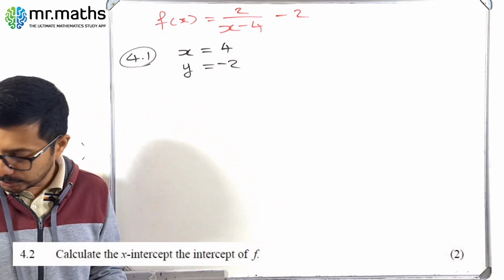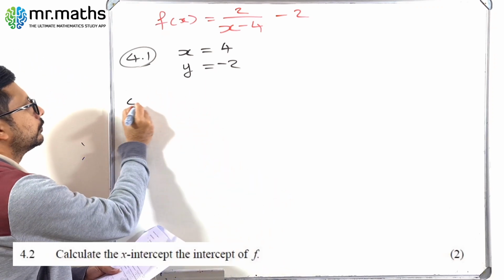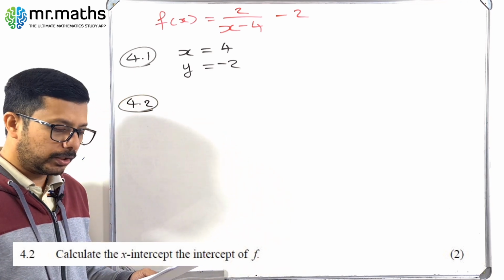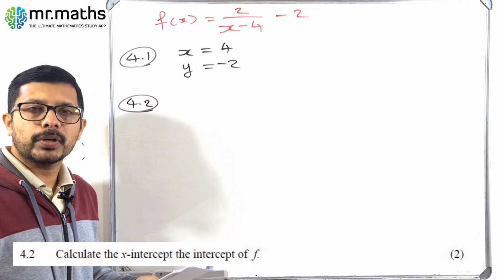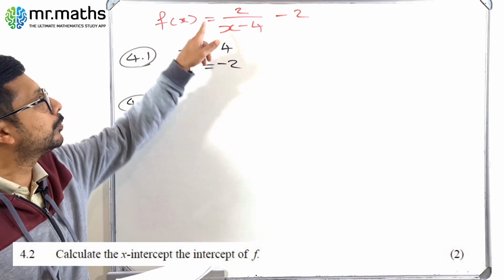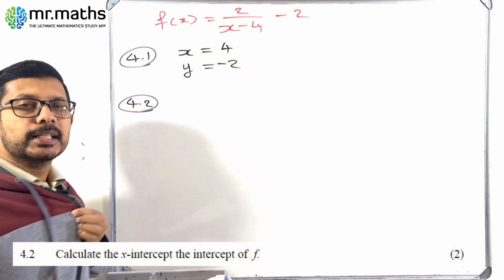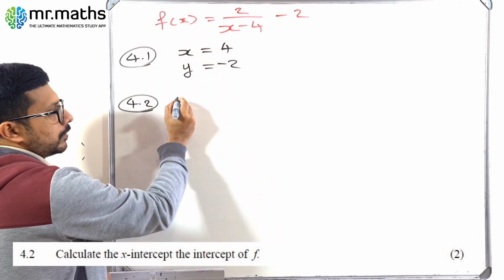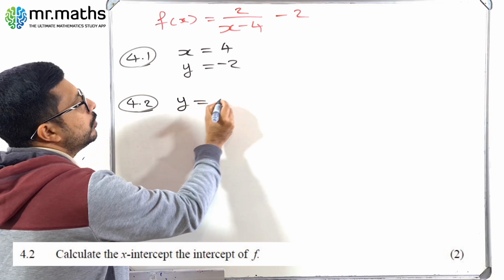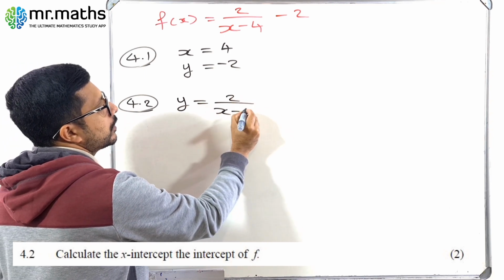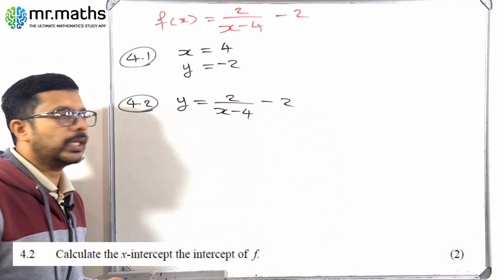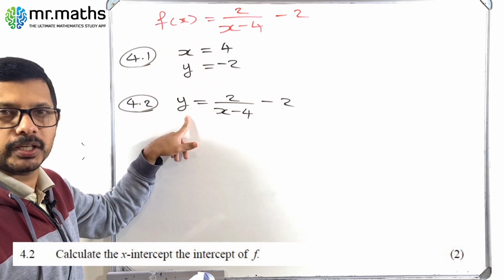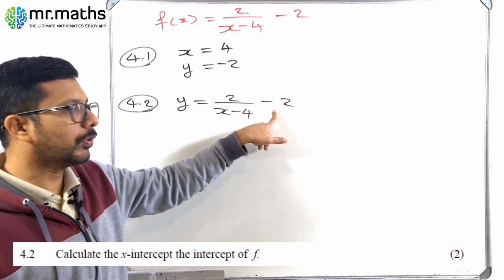Now let's move to the next question, 4.2. What is that question? Calculate the x-intercept of f. You have to find the x-intercept coordinate of this hyperbola. Okay, so you know that this f of x is the same as y. So y is equal to 2 over x minus 4, minus 2. That is the equation. Since f of x is a function, we can write it as y.